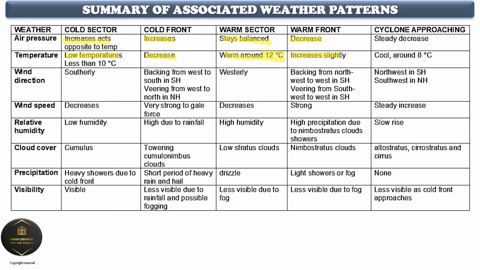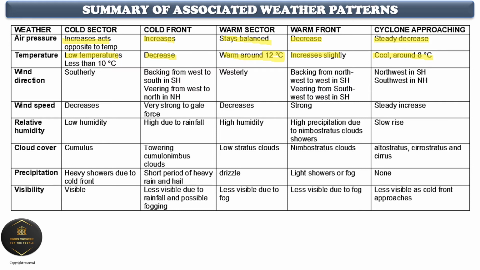And what happens to the movement of the cyclone? As the cyclone approaches, the pressure steadily decreases simply because the cyclone is a low pressure system. And what happens to the temperature of the cyclone? It basically cools to around 8 degrees Celsius.